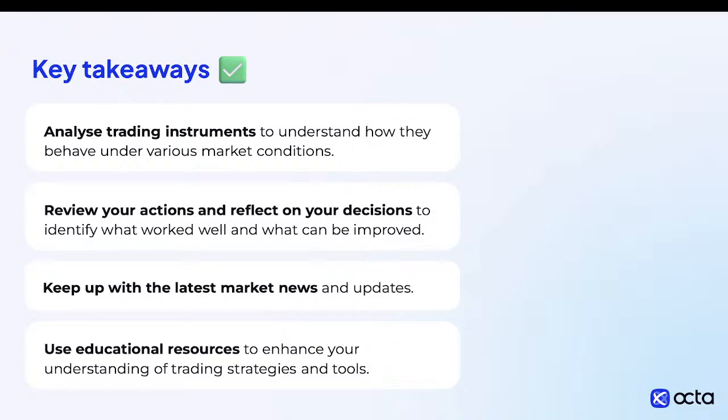Now, here are the key takeaways. Number 1, analyze trading instruments. You have to analyze your instrument to better understand the various market conditions. Alright? Review your actions and reflect on your decisions. This is very important because it helps you to identify what works well and what can be improved. Okay? Also, keep up with the latest market news and updates.